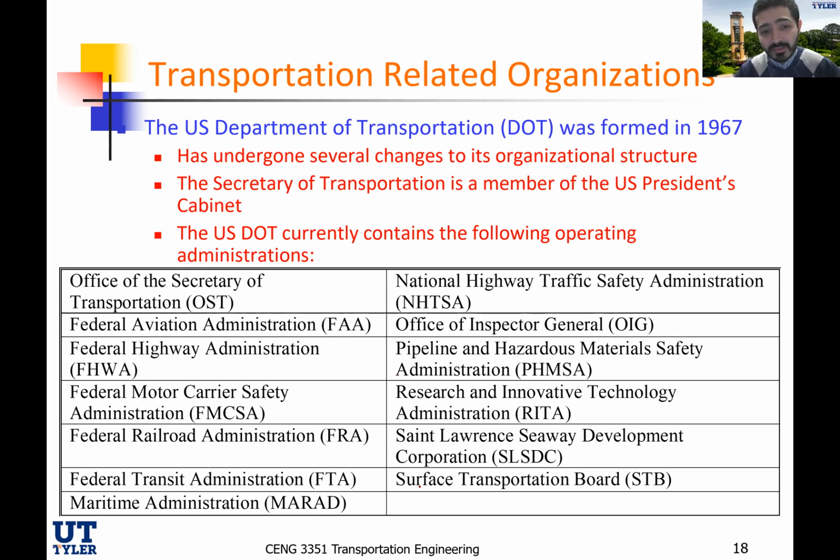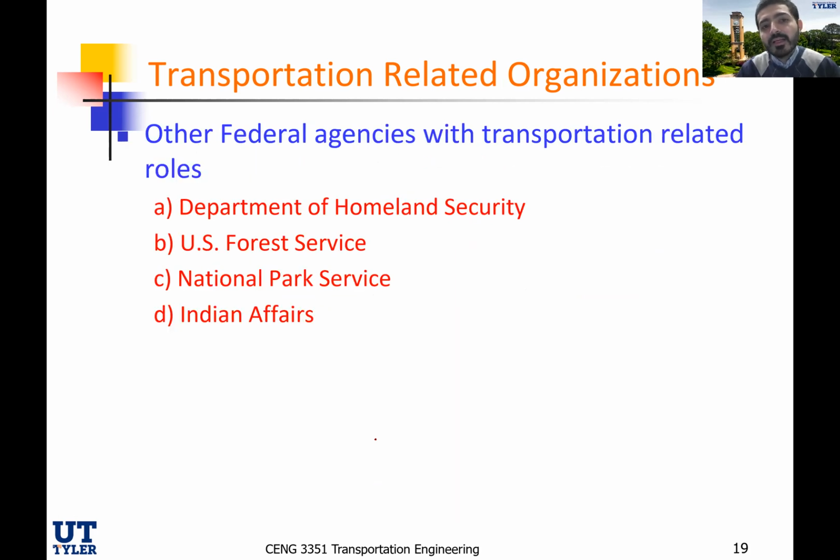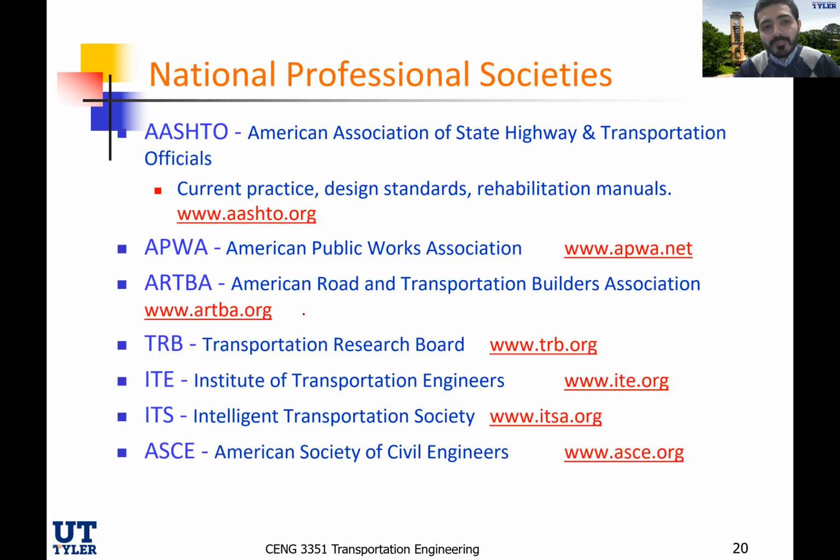I'm not expecting you to know every single one of these because they are a lot, but FAA, Federal Aviation Administration, FHWA, Federal Highway Administration, FTA, Federal Transit Administration. So some of these, again, are more known than others. I can ask you, give me a couple examples of other federal agencies that deal with transportation roles. So here you have, again, Department of Homeland Security, U.S. Forest Service, National Park Service, and Indian Affairs.